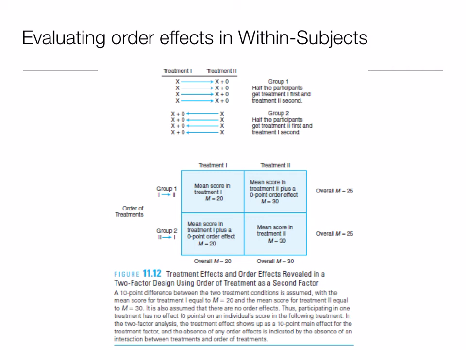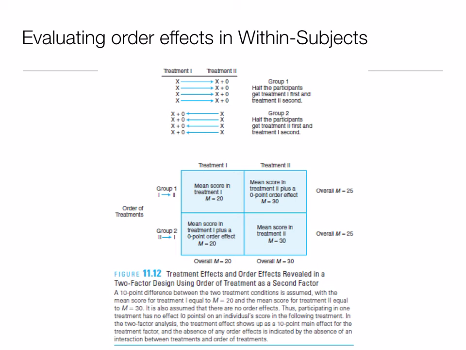So we have a difference of 0 between order of treatments. We have a difference of 0 between treatment 2, group 1 versus group 2, and we have a difference of 0 between group 1 and group 2 on treatment 2 as well. We have a 10-point difference for treatment 1 versus 2 for the main effect of treatment, and that 10-point difference holds up inside as well. So we do not have an interaction, and we do not have a main effect relating to order. All we have is that main effect of treatment, which is what the researchers are looking for.